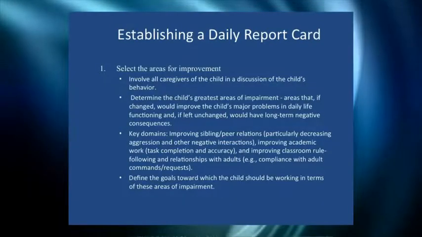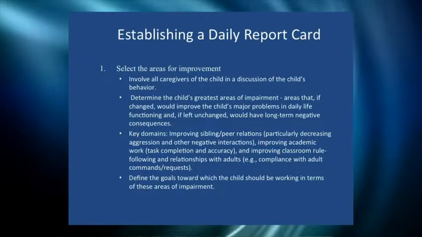So for some kids, we're going to have a lot of behaviors that need to change. And we're going to have to strategically pick the ones that are most important or would have the biggest impact in the child's functioning to be on the behavior chart or the daily report card. And then we're going to define the goals in which the child should be working in terms of these areas of impairment.